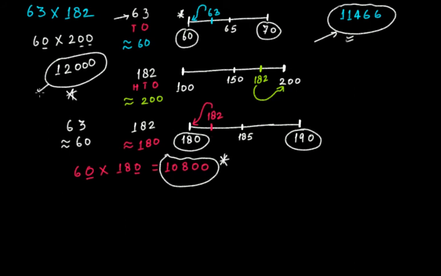Both are correct answers. There is nothing wrong in these two. It's not like 12,000 is a better estimation and 10,800 is a bad estimation. It's not like that. Both estimations are good. Someone will say that, hey, it was much easier for me to multiply 60 times 200 than 60 times 180. That's completely fine. But someone will say that even this was completely okay for me, that I can easily multiply 60 times 180. There is no big deal in that. That's also completely fine.